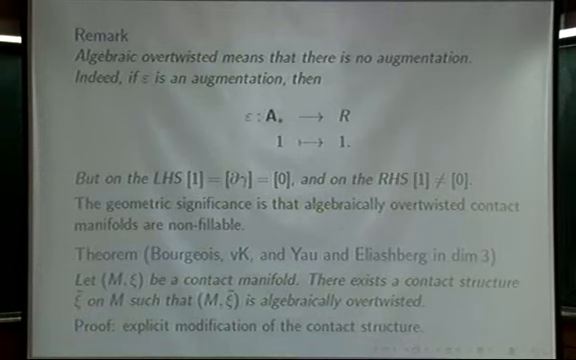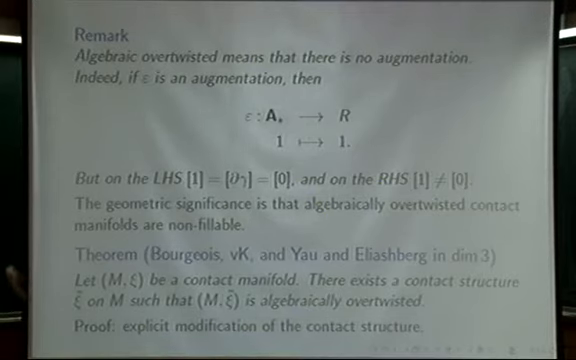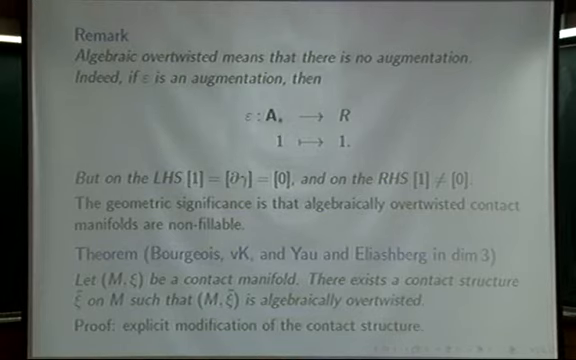So if the homology algebra is 0, then there cannot be an augmentation and therefore no filling. So this is the obstruction I aimed at in the title of my talk. Let me point out that such algebraically over-twisted contact manifolds, with vanishing homology algebra, actually exist by an explicit construction. The idea is, very briefly, let's just draw a picture.